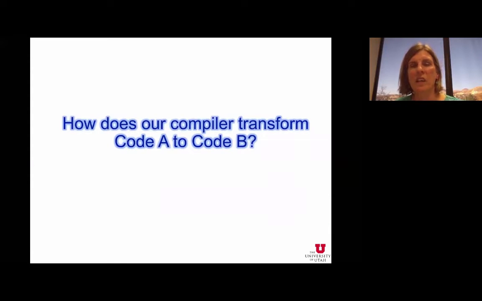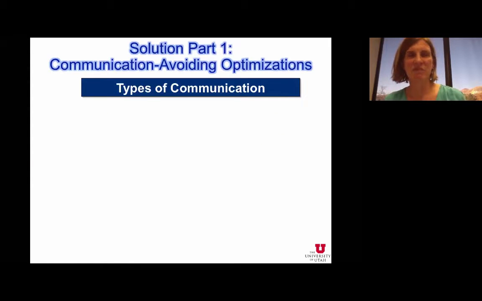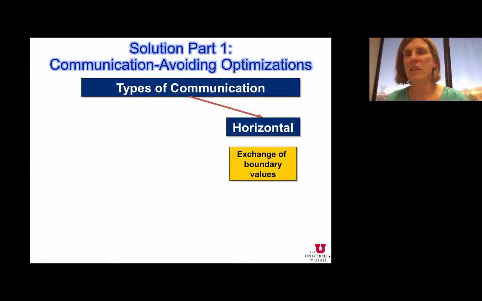Okay, so how does our compiler transform code A to code B? Let me give you the very high level version. Solution part one is we perform communication avoiding optimization. So there are two kinds of communication that you might have.